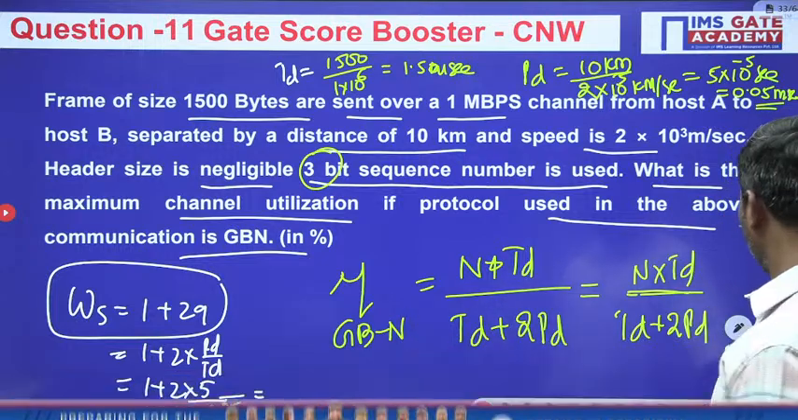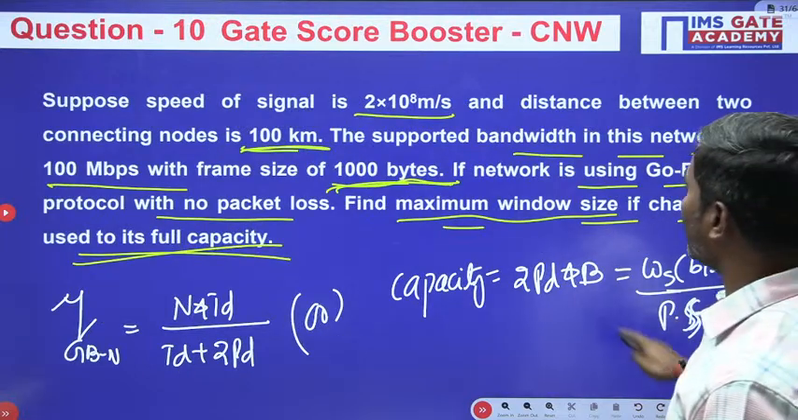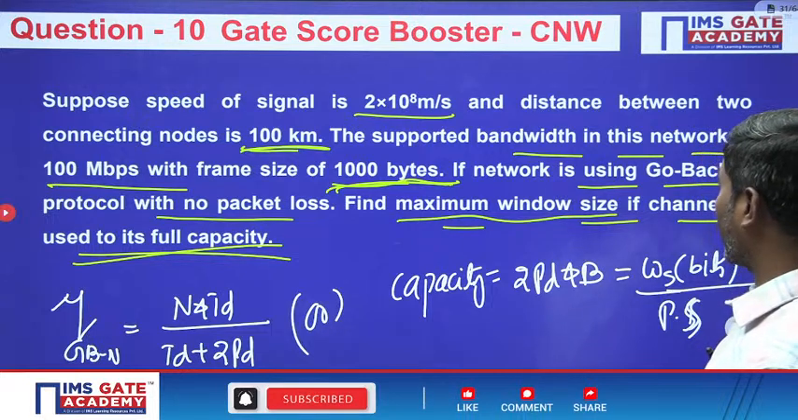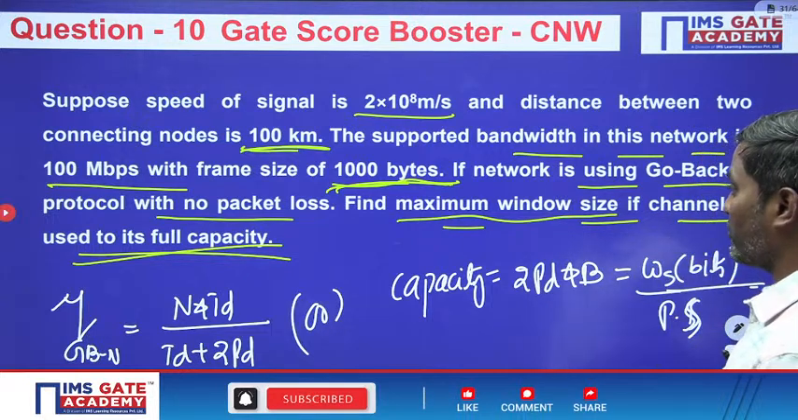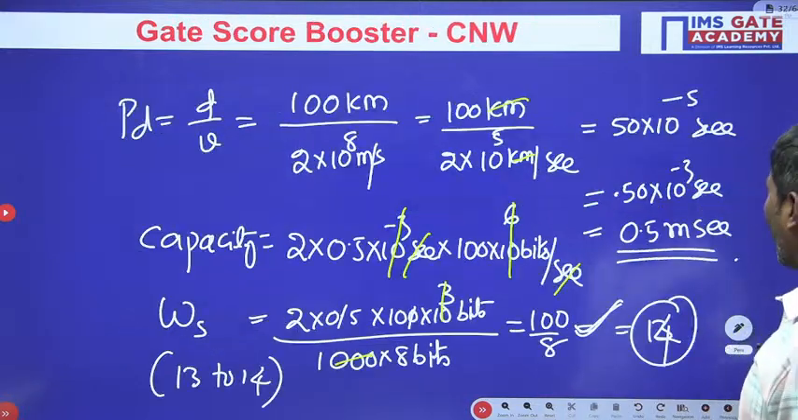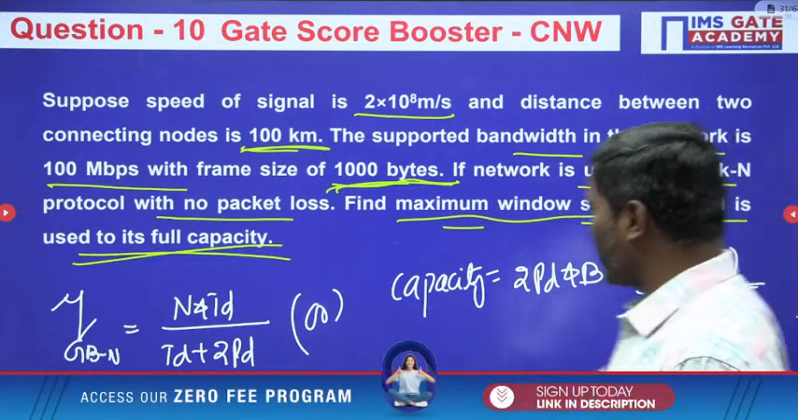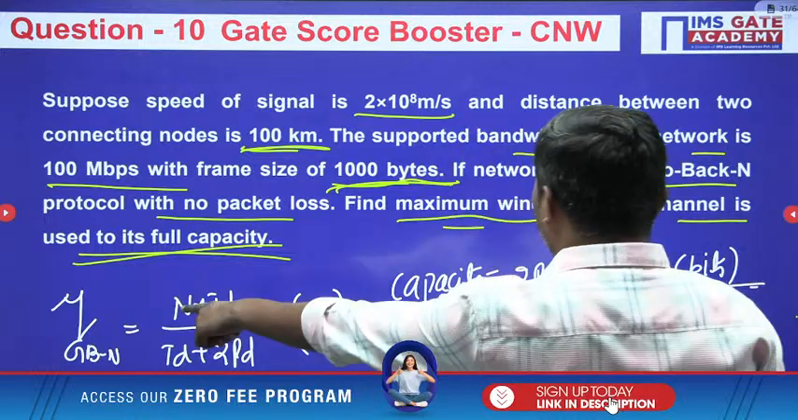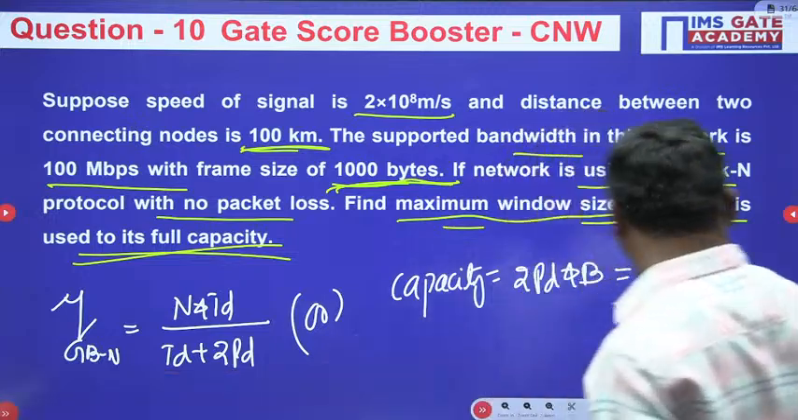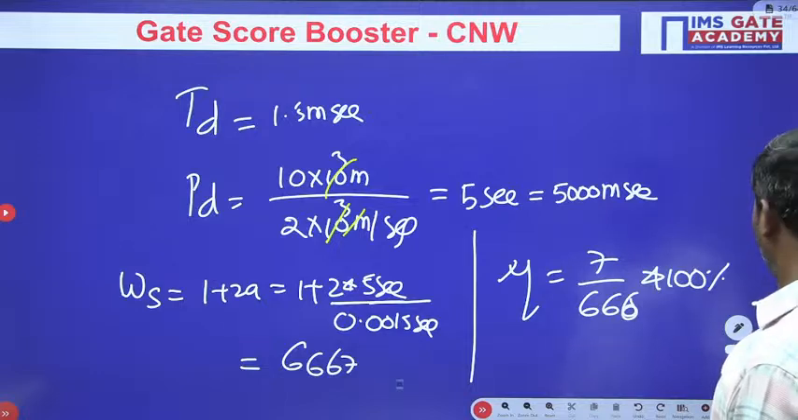This is full capacity. We are sending window size. Are they given any window size here? GBN protocol with no packet, find the maximum window size. Window size only they are asking, used full capacity. Out of full capacity we are sending N, correct? We have to only substitute this expression. Transmission delay, this value, taking it as 100%, correct? Maximum window size, channel at full capacity, correct? Yes.